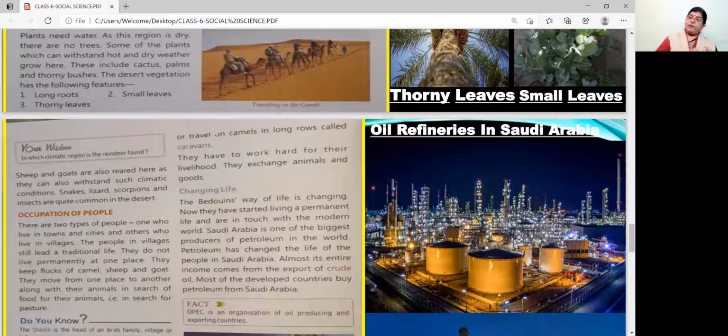They keep flocks of camels, sheep, and goats, and they are moving from one place to another. It means they are not staying permanently at one place. Who? The people in villages. Because they are keeping flocks, they are moving from one place to another along with their animals in search of what? Food for their animals, that is the pasture land, the land where the animals graze.